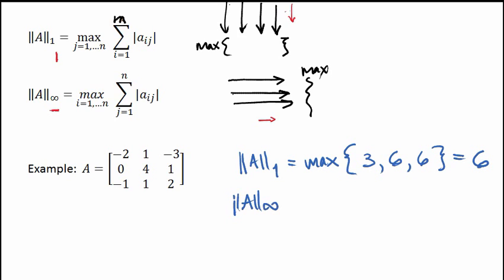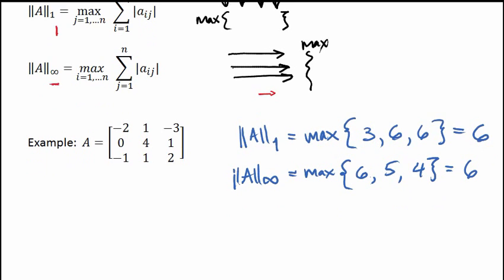The infinity norm of A is the maximum row sum. So we sum the rows, again after taking absolute values. First row gives us 6. Second row gives us 5. The third row gives us 4. So in this case the answer is 6 again, although for other matrices the answers are different.